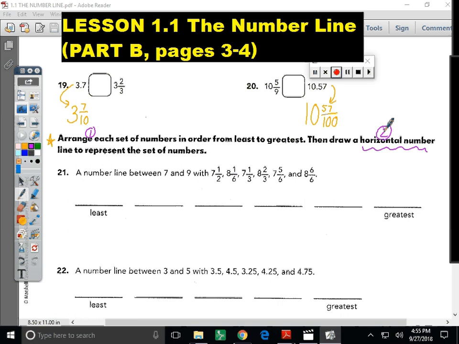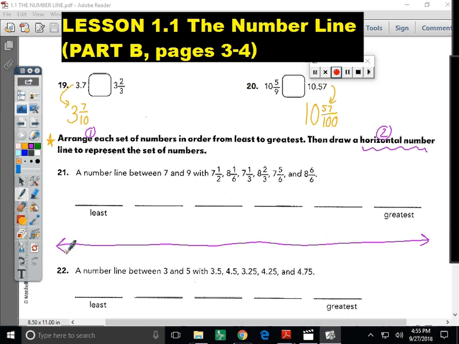So, to represent the set of numbers, I know we're going to need a horizontal number line. Quick refresher. Horizontal, you should throw your arms up to the side and be thinking horizon, horizontal. Very good. I'm sorry, there's a bit of a wave in my number line. Hard to draw big on this board.